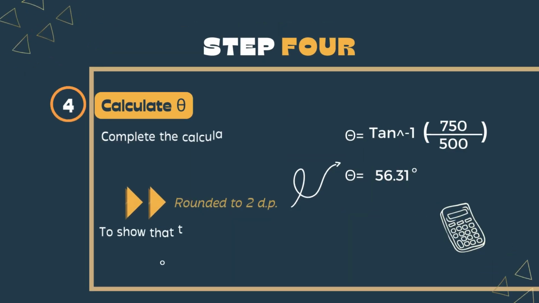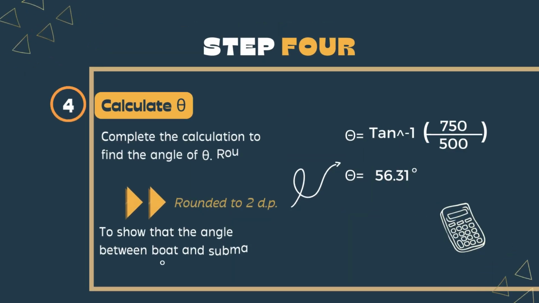For step 4, we have to calculate the degree between the boat and the submarine in the ocean. By using the formula before, which is tangent equals opposite over adjacent, we can find the inverse of tangent, opposite over adjacent, and we can find the degree. And after that, we have to round it to 2 decimal points.